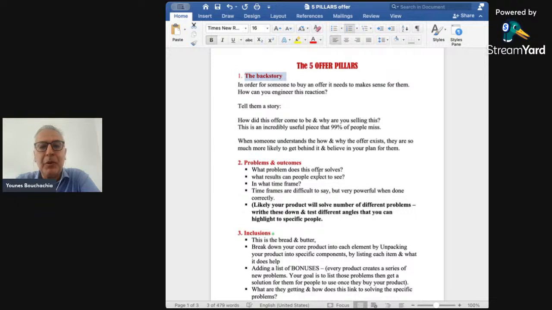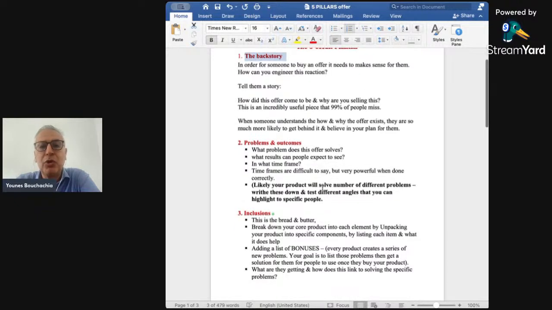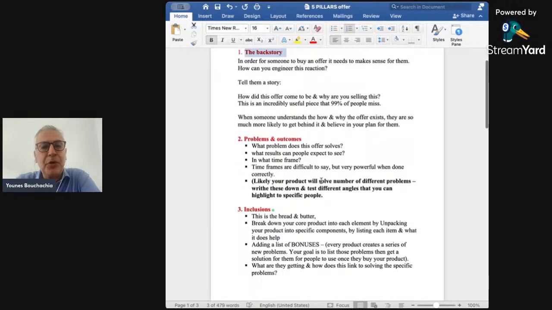Next is problems and outcomes. When you are putting your offer together, you want to make sure you are speaking about the problems and the outcomes. What problems does this offer solve? What result can people expect to see? In what time frame? Time frames are difficult to state, but very powerful when done correctly.